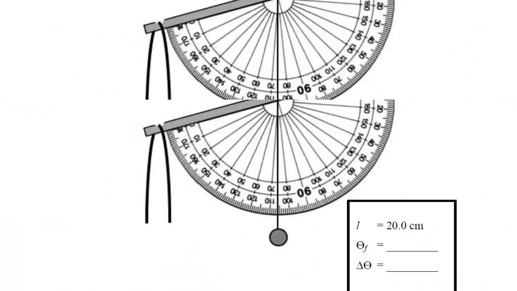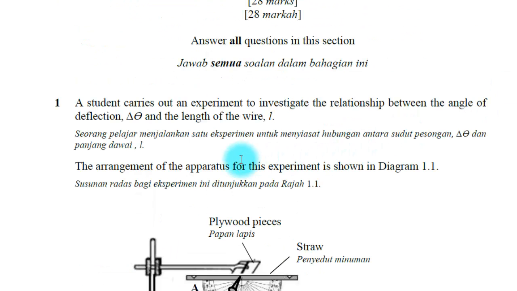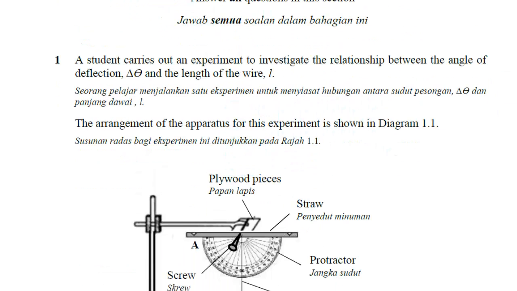Look at the first sentence. When you see the word relationship, circle it. Student carries out experiment to investigate the relationship, circle this word, between, you bracket the two variables that follow: angle of deflection, bracket, and then length of the wire, bracket. So these two are actually your responding and manipulated variables.